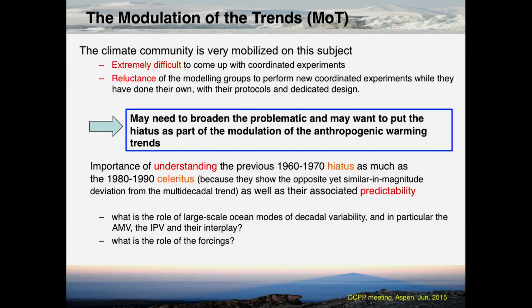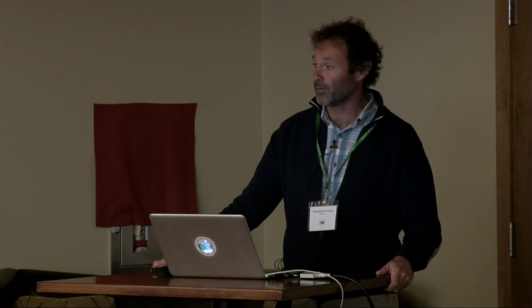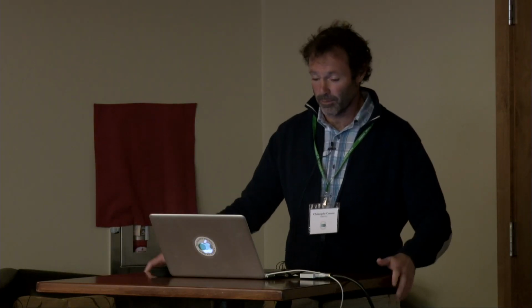So after this list, we discussed a lot about this, and we found some kind of problem or issue: the climate community is very mobilized on this subject, and it can be extremely difficult to come up with coordinated experiments because all the groups are really involved in this issue. We may find some reluctance of the modeling groups to perform new coordinated experiments about this hiatus, because they have done their own experiments and used their own protocols, and it's going to be hard to convince them to redo their experiments.